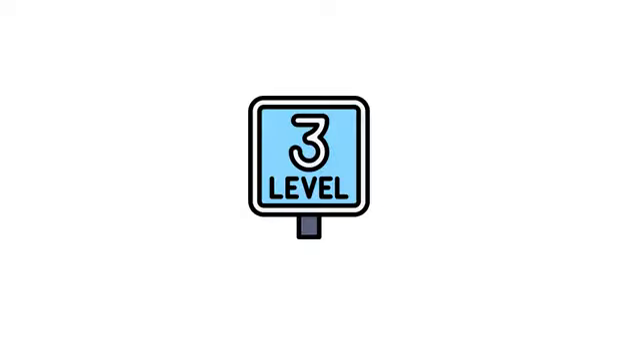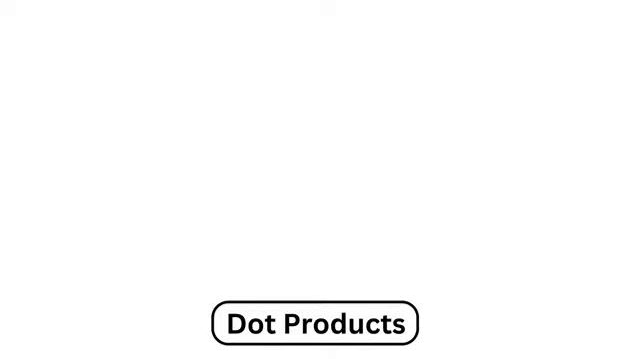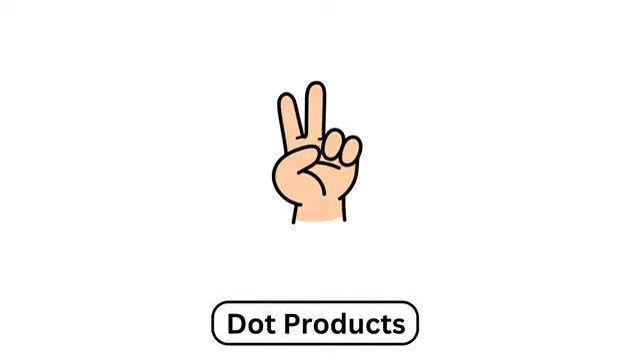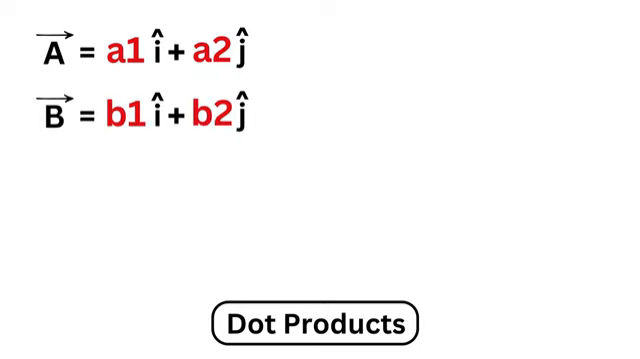Now is the time to jump to the next level, or level 3, dot products. Suppose we have 2 vectors, A and B. In 2 dimensions, vector A is written as A1 i hat plus A2 j hat, and vector B is written as B1 i hat plus B2 j hat.